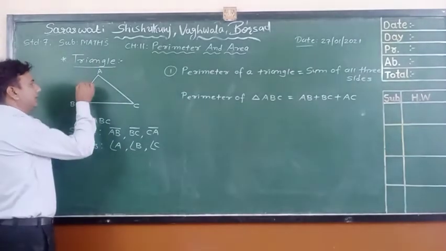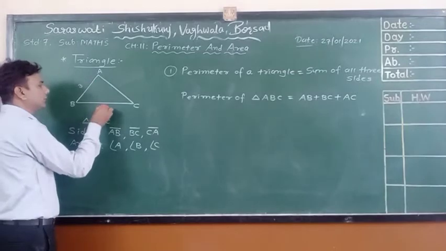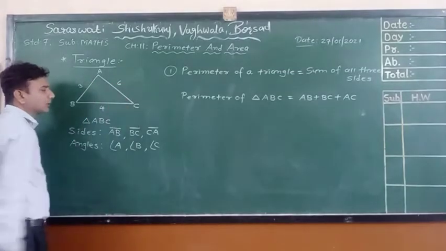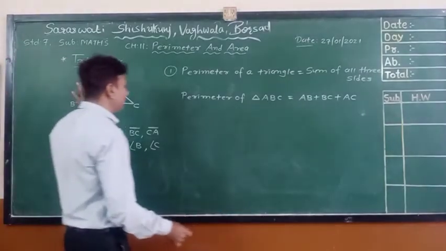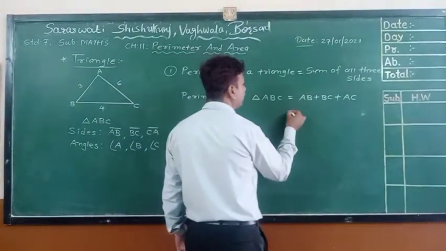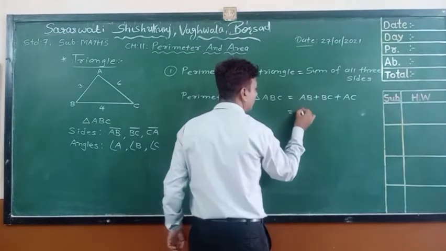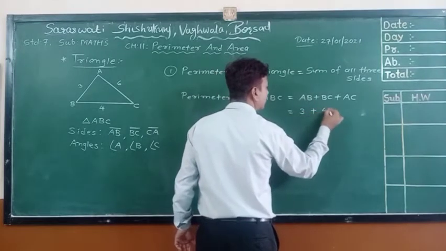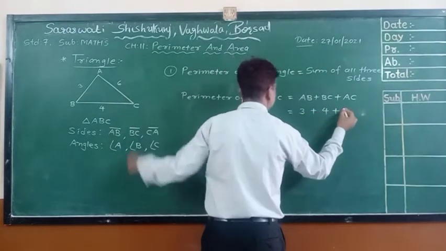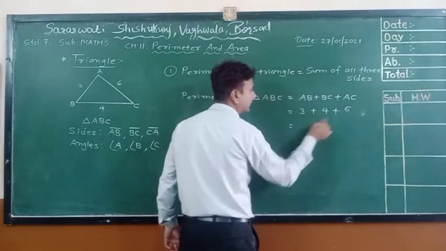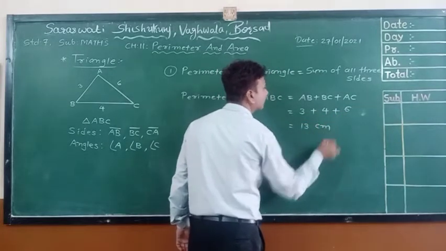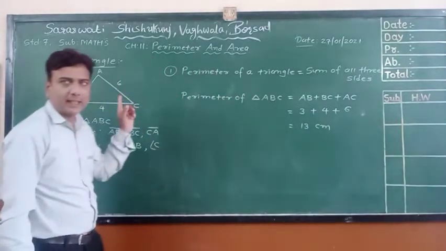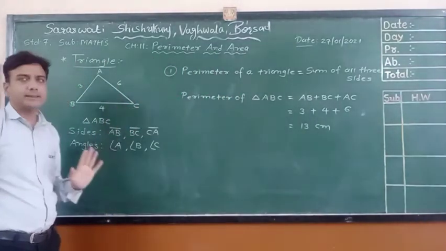Suppose I take this side 3, this 4 and this 6. What is the perimeter of this triangle? Simple, we put all the values in place of AB, BC and AC. AB is given as 3, BC is 4 and AC is 6. So the sum of all these: 6 plus 4 is 10, 10 plus 3 is 13 cm. So the perimeter of this triangle is 13 cm.